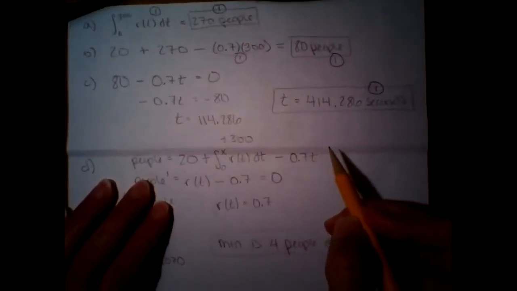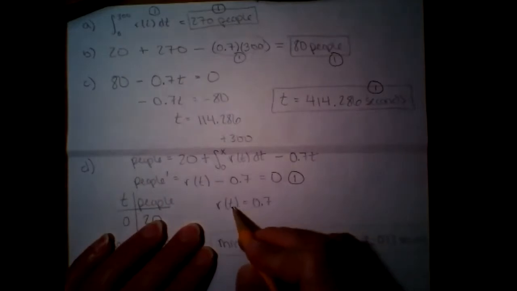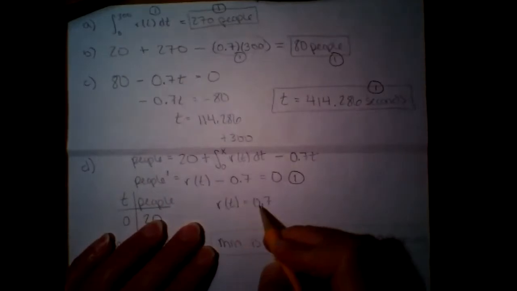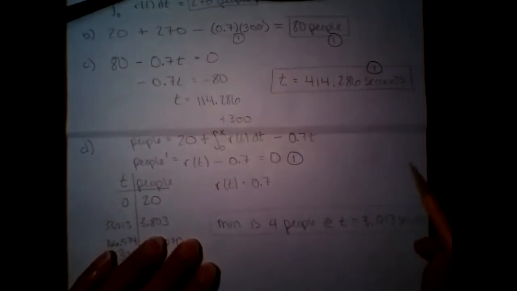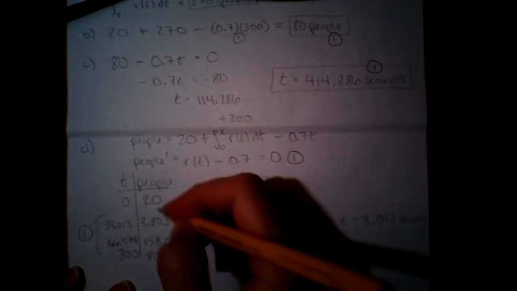All right, for part D, you get a point for setting these derivatives equal to 0. But if you just intuitively set the rate in equal to the rate out, they're going to give you that point. So you get a point for that. You get a point for identifying the critical points. You get a point for doing the whole chart, because that's your justification, and then you get a point for the answer.